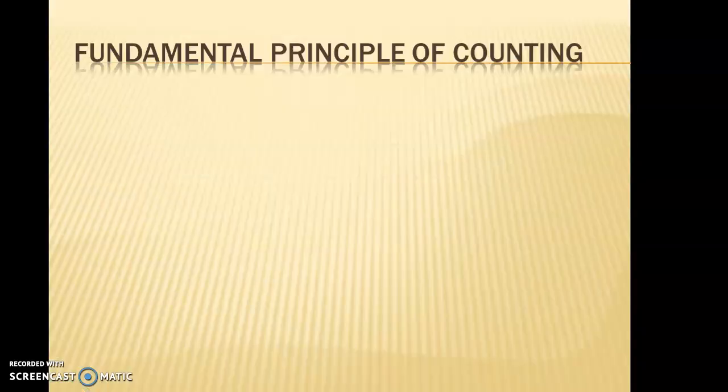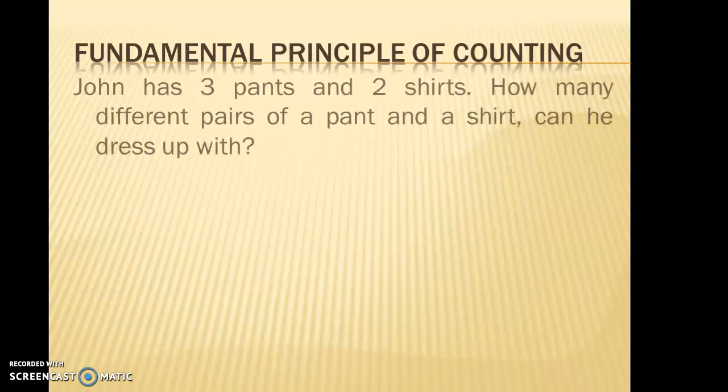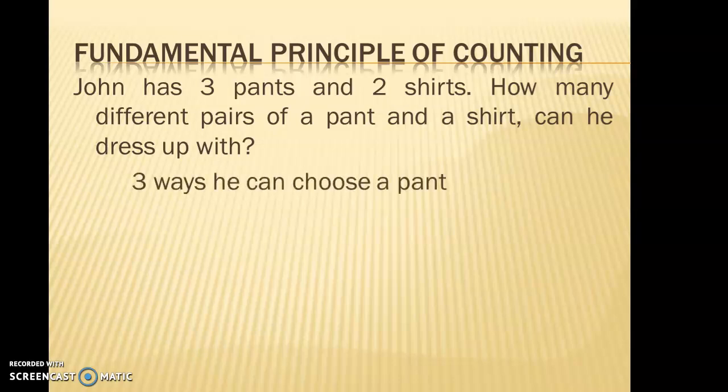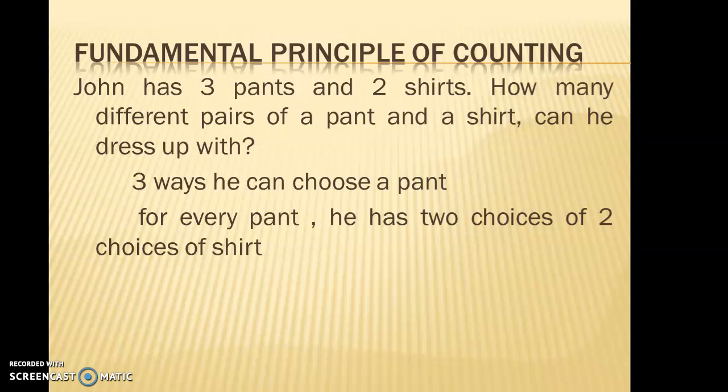Before getting into the definition of permutations, we will discuss the fundamental principle of counting. We take up a simple example. John has three pants and two shirts. How many different pairs of a pant and a shirt can he dress up with? So how many pants does he have? Three. So he has three choices, three ways he can choose a pant. For each pant he has two choices of shirt. So the total number of different possible pairs will be 3 multiplied by 2, which is 6.